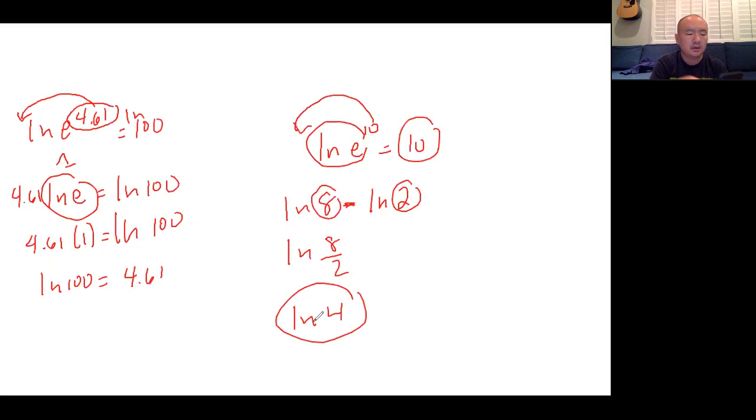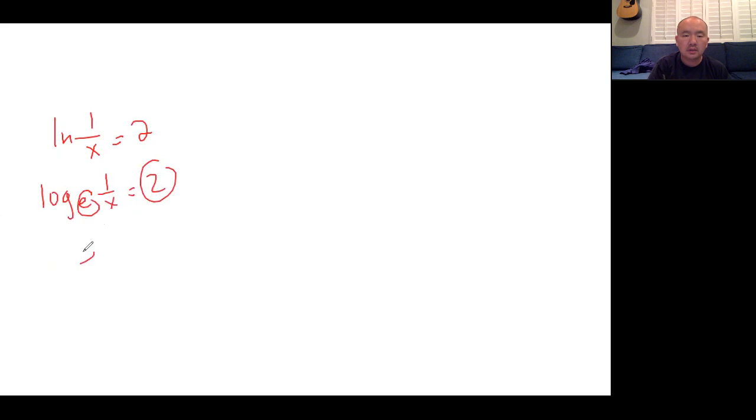Okay. All right, number 24. 24 is, we have to solve for x. Let me clear this here. ln of 1 over x is equal to 2. All right, so here we go. Let's go to the ln. I'm just going to convert this to log base e of 1 over x equals 2. And remember, we're trying to solve for x. So this is going to be e to the 2nd power is equal to 1 over x.